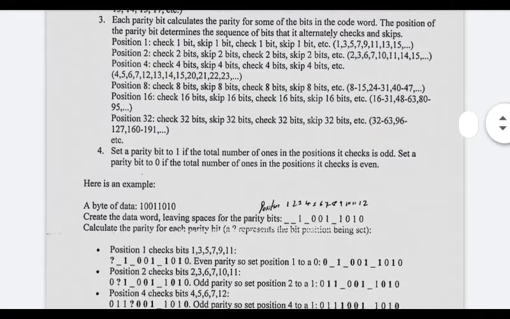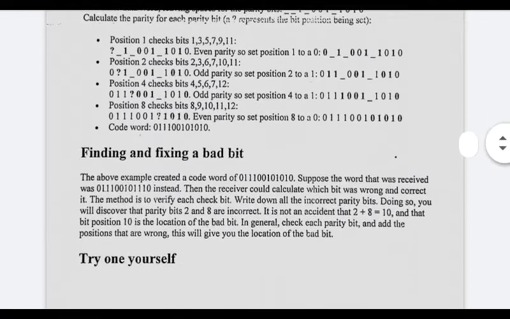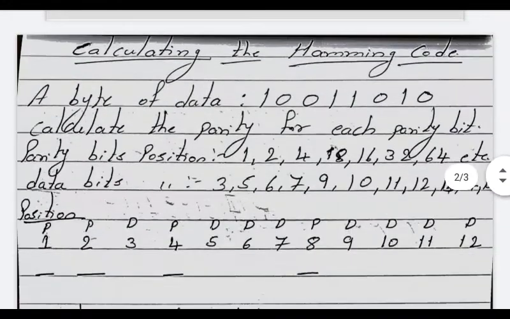Now here we are going to take one example. Say, for example, I want to transfer data. There is a byte of data, that is 1001 1010. This is the data which I wanted to transfer. Along with that, I am going to insert extra bits, that is the parity bits. For that, you are going to solve it. A byte of data I have represented here, that is 1001 1010.